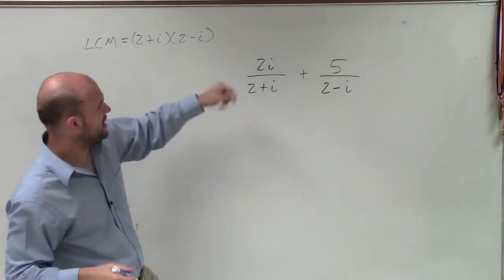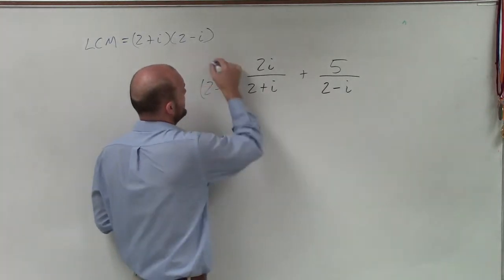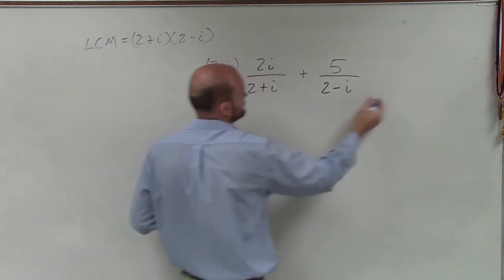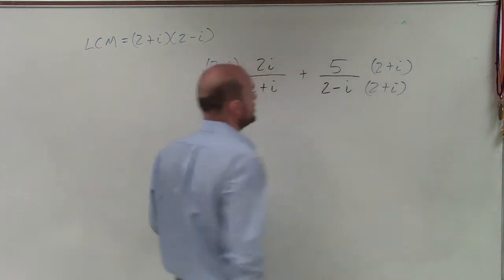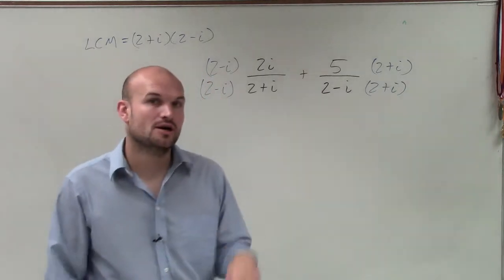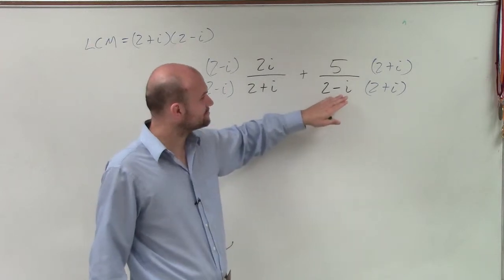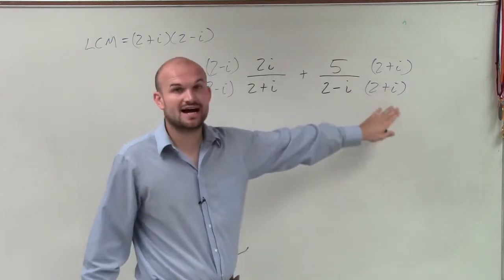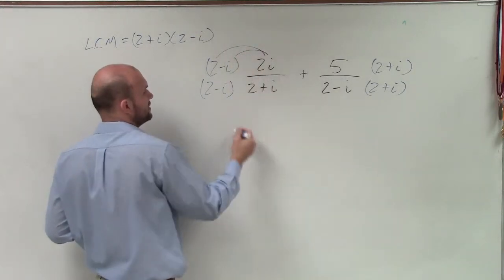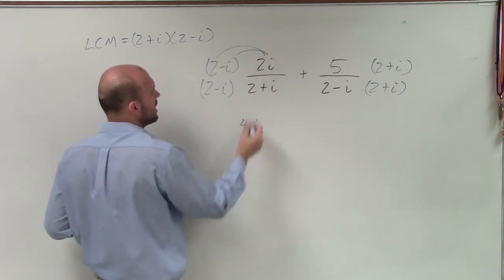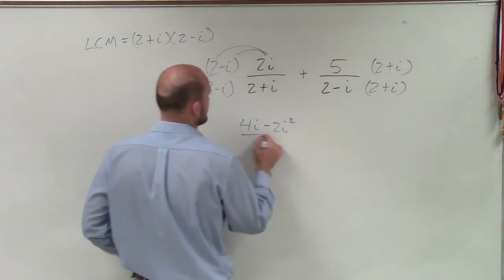So now, to get these to both have the same denominator, I need to multiply by 2 minus i on the top and on the bottom. And what we notice is that when multiplying by 2 plus i times 2 minus i, we are multiplying our denominator by its conjugate, which will be a difference of two squares. So then up top, I'll do a little multiplication here. I'll have 4i, and then 2 times negative 2i is a negative 2i squared, all over.